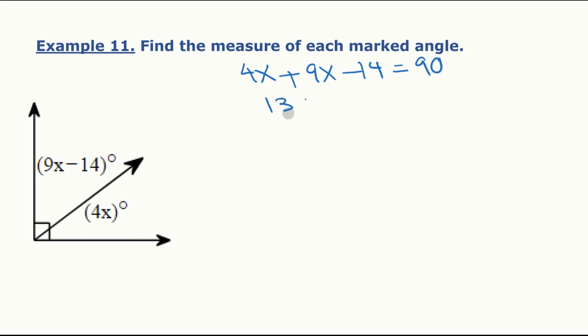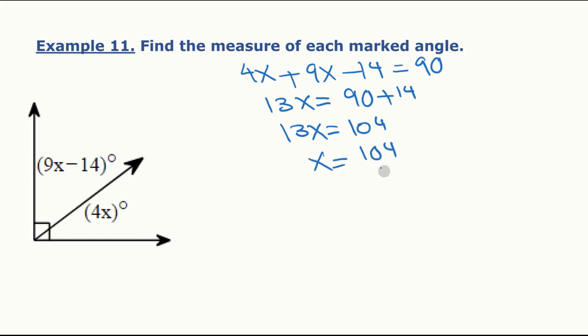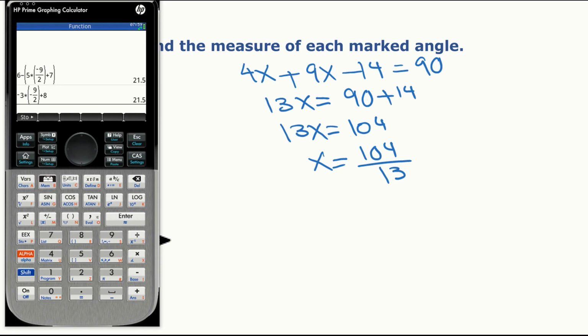So we get 13x equals 90 plus 14. So we get 13x equals 104. So x will be 104 over 13. And if we calculate that, 104 divided by 13, we get 8. Okay.